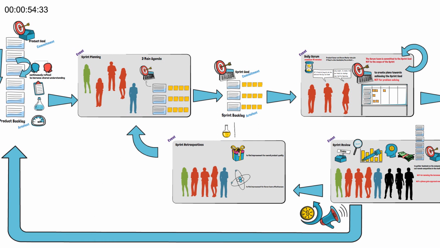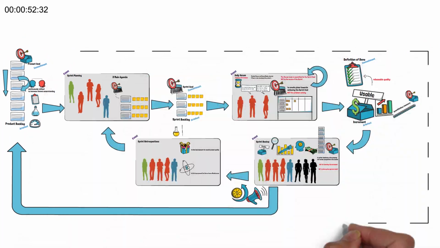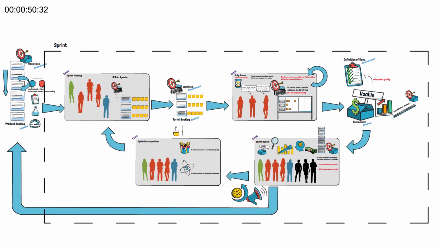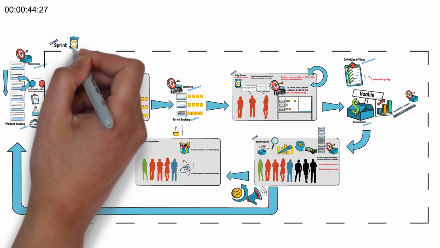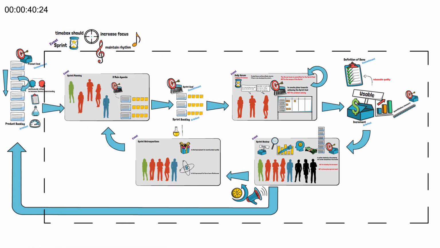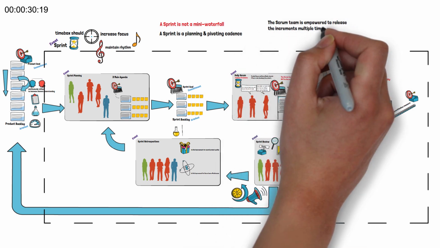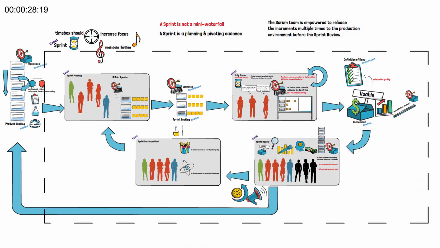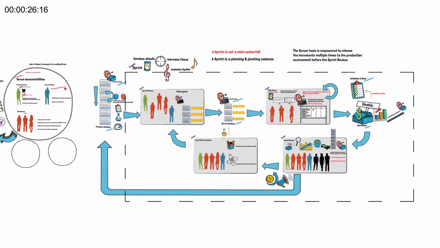Now, all of these activities are wrapped in a container event called the sprint. The sprint is the fifth event in Scrum. All of the 5 Scrum events are time boxed. This is to increase focus and to maintain rhythm. We shall not view the sprint as a mini waterfall, but we should view it as a cadence for planning and pivoting. As multiple increments can be delivered throughout the sprint, the Scrum team is empowered to release the increments to the production environment before the sprint review.